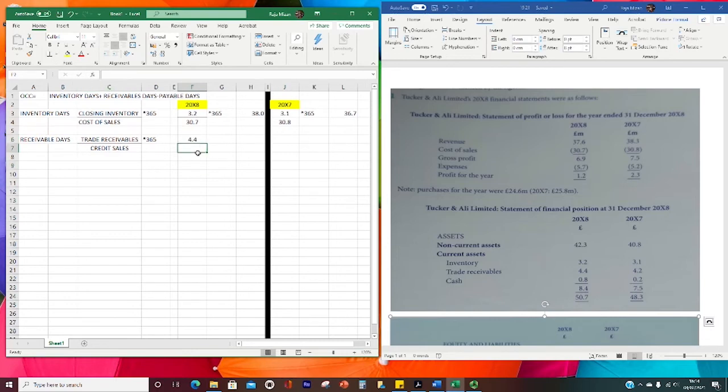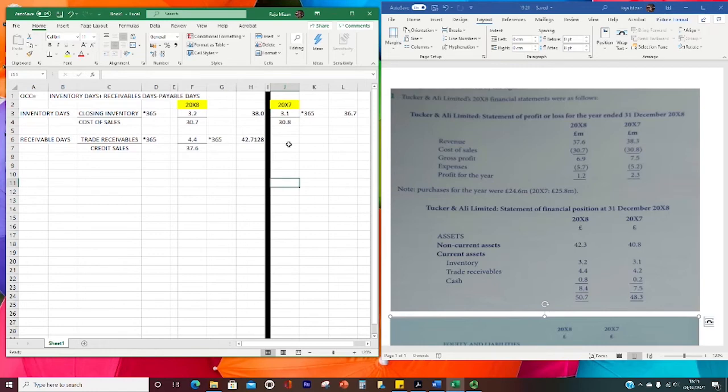So I'll take the whole revenue figure, which is 37.6 for 2008, 20x8, and I'll solve the problem now. So brackets 4.4 divided by, just take the figures from the cell, times 365, and we have our 42 point. I'll do the rounding off together for all of them.